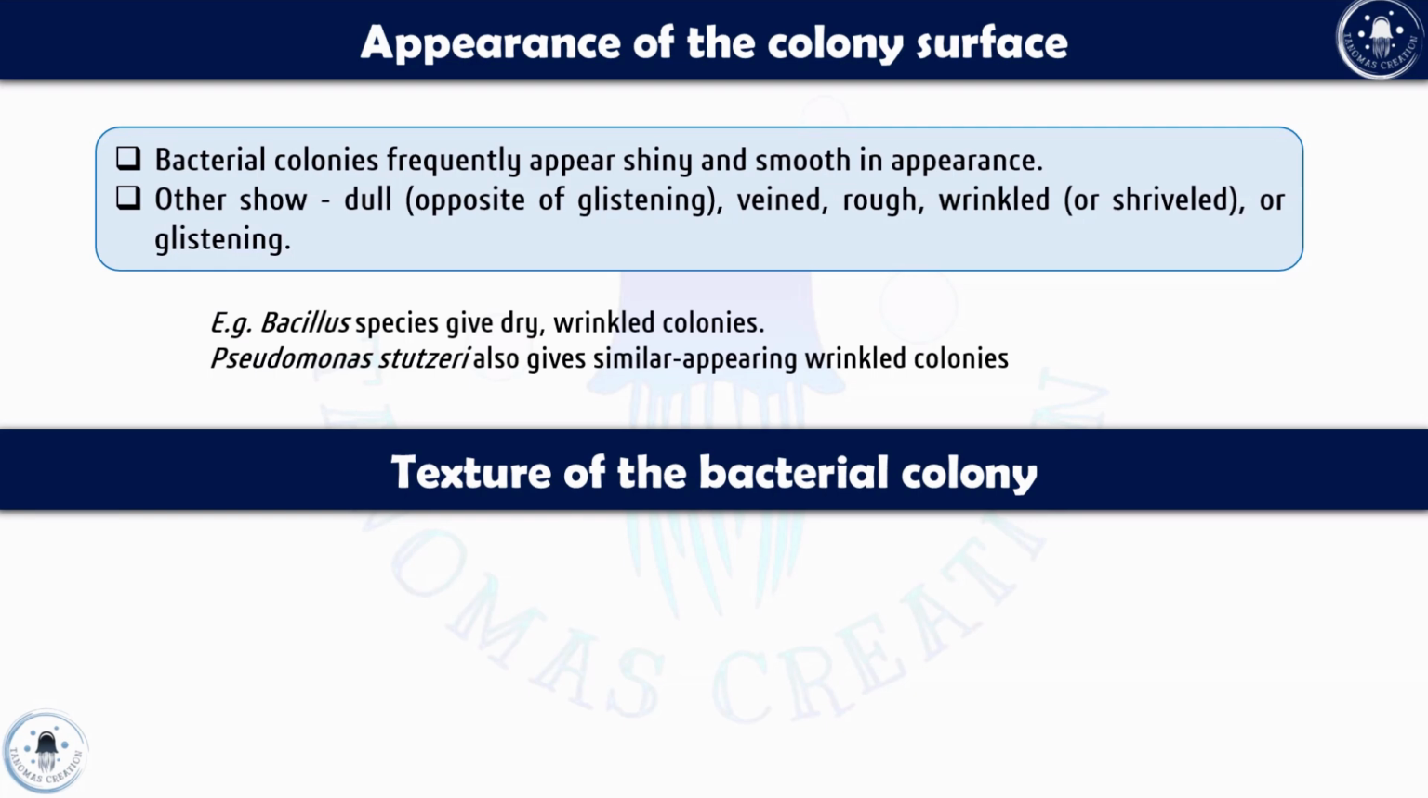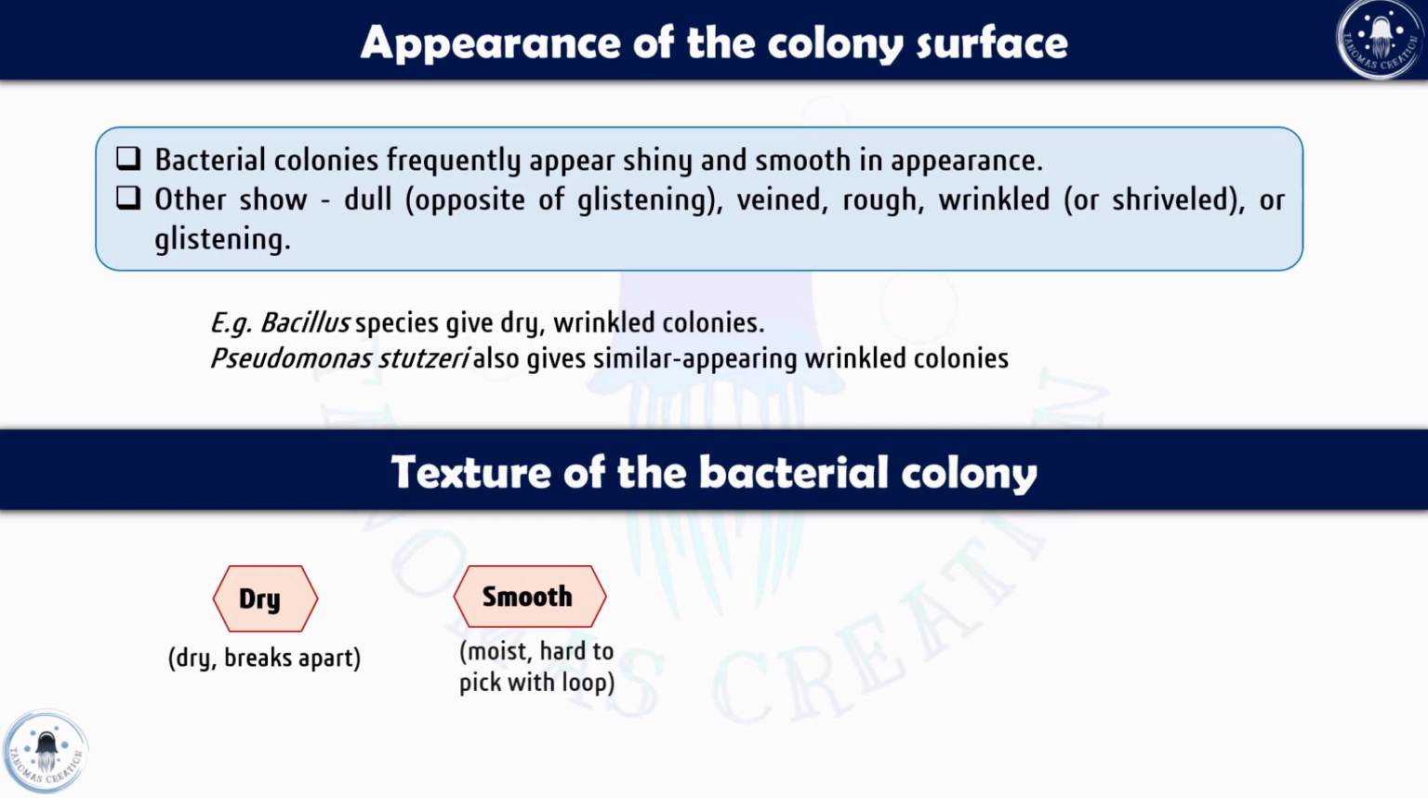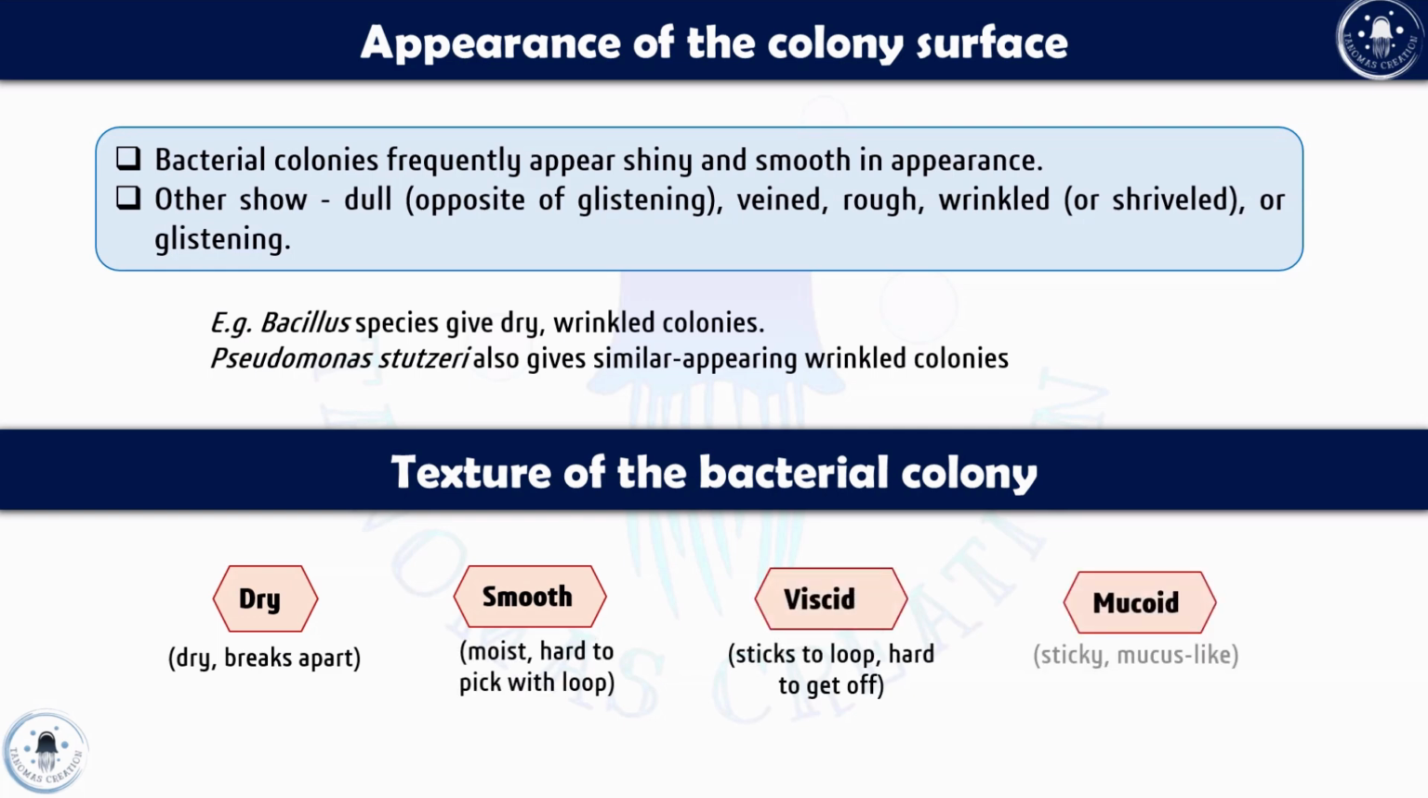Now the next one is the texture of the bacterial colony. There are four textures of the bacterial colony that can be seen: dry, smooth, viscid, and mucoid. Dry is a type of colony that breaks apart when you try to pick it up with the loop. That is why this colony is very hard to pick up with the loop. Smooth is moist and a little bit hard to pick up with the loop because they are smooth.